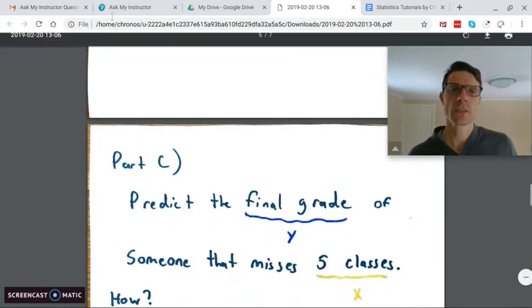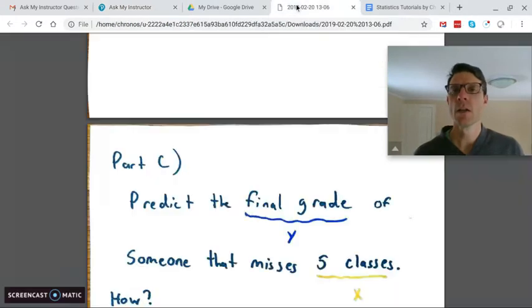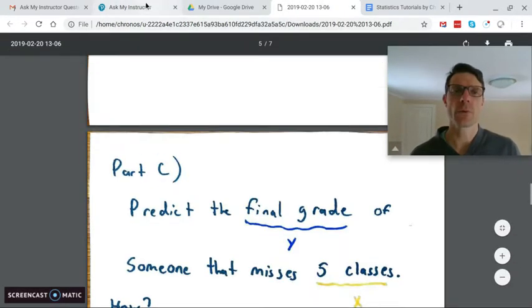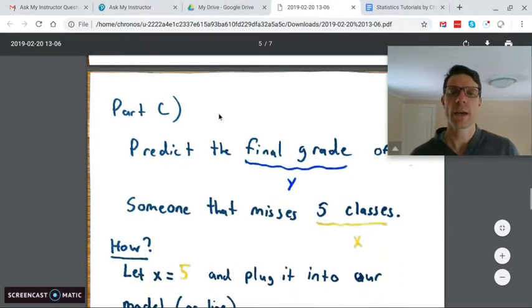Okay, so part C is to predict the final exam score of a student who misses 5 classes. That's the whole value of having a regression line. Getting this regression line allows you to make intelligent predictions about what somebody who misses 5 classes will get as a final grade. And so we do that.